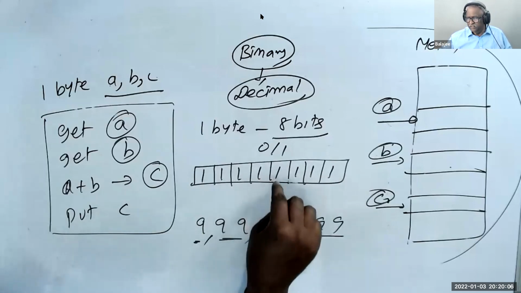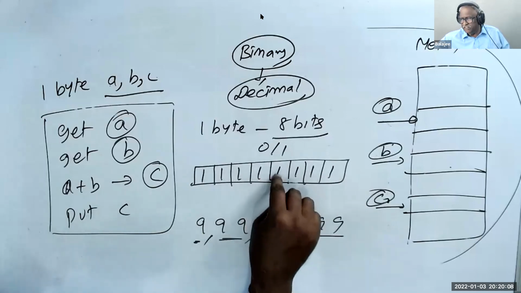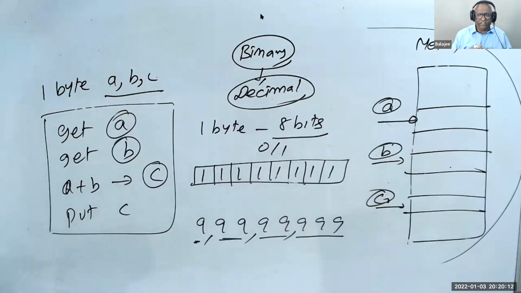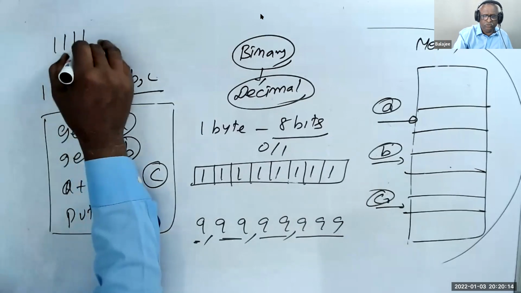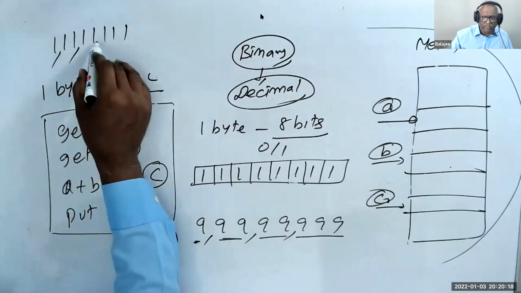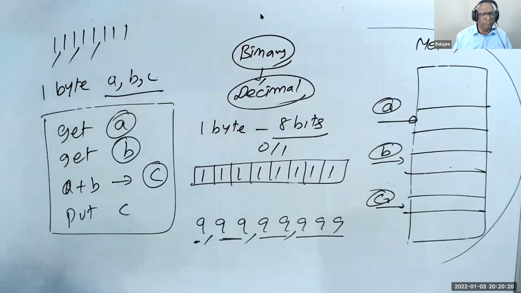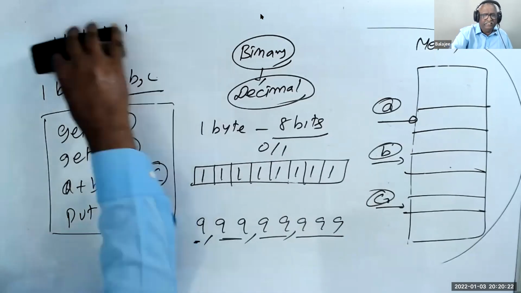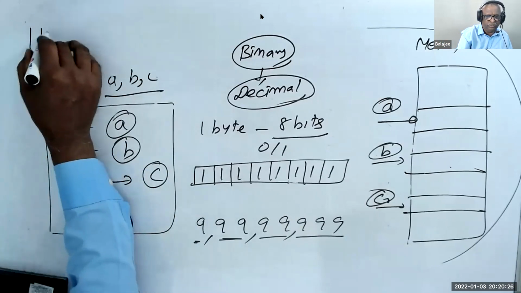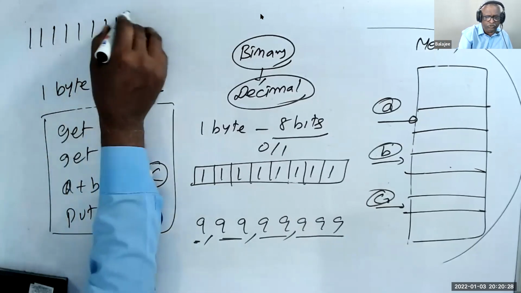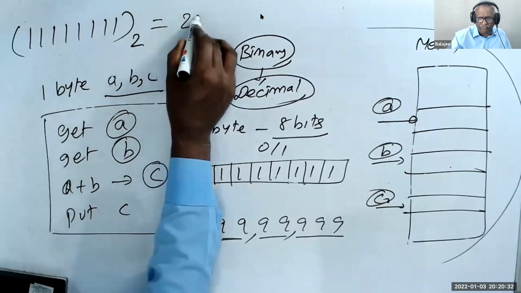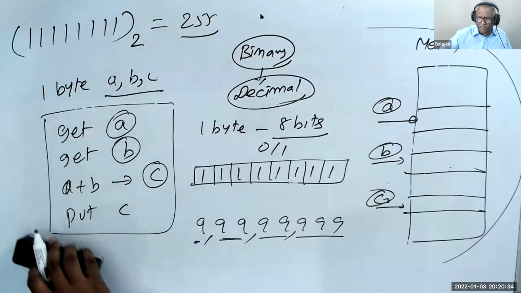But the beauty is, who understands this? Our computer understands this, but you don't. If I write this, you think it's 1 crore, 11 lakh, 11,111. No, it's not. It is actually, as you would have studied in college or school, base 2, which is equal to 255. How did I get it? Let me tell you that.